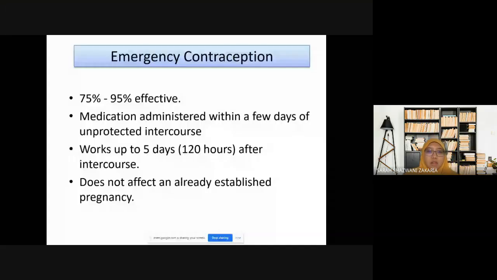Okay, mungkin you pun dah go through the slide. Ada tak slide mana-mana yang mungkin you nak explanation? Ni semua dah explain lah.